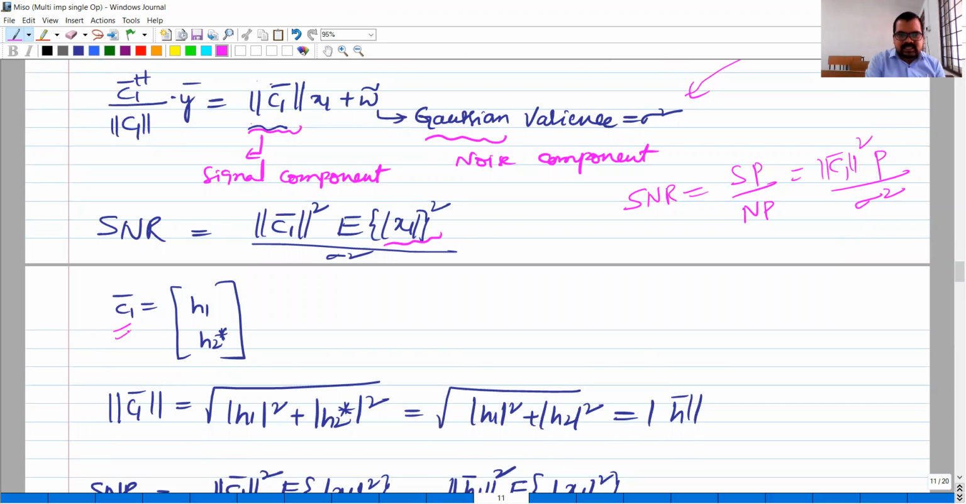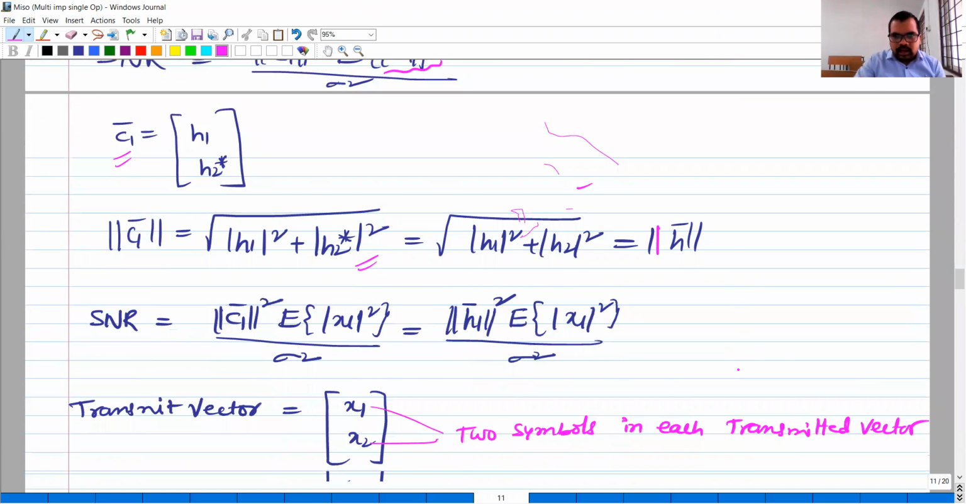This is the C1 matrix, a column matrix. C1 norm is represented like this, and these are the coefficients of the transmit vectors. So I want to write this as H norm. Now the signal to noise ratio is obtained by replacing C1 norm with H norm. Because of power, it becomes squared, so H norm square and the expectation of this, which you can call P by sigma square.